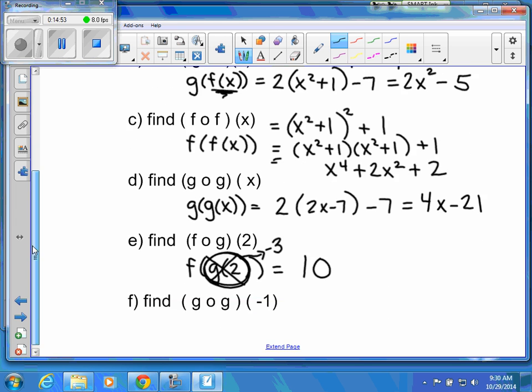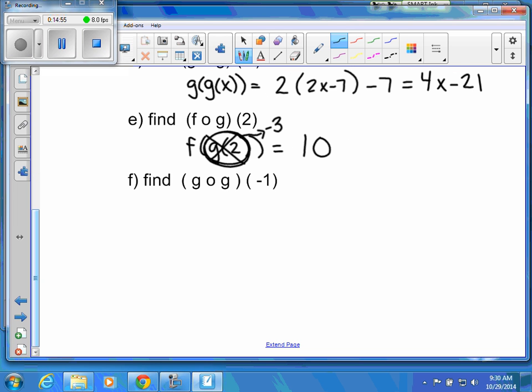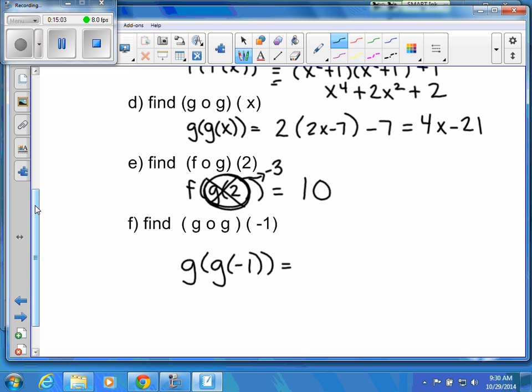So let's do it again. I'm going to do g of g of a negative 1. Again, I could go back under D and do it. I'm going to show you that I could go back into D. D's final equation was 4x minus 21. In place of x, I could plug a negative 1 in. 4 times a negative 1 is a negative 4, and a negative 4 minus 21 is a negative 25.